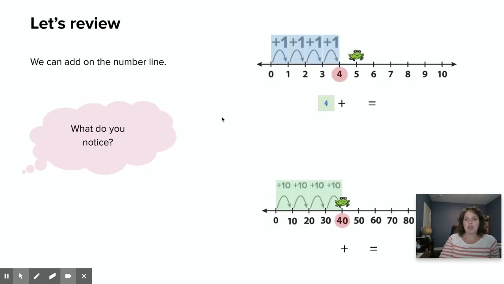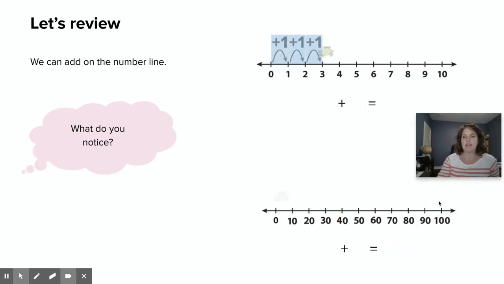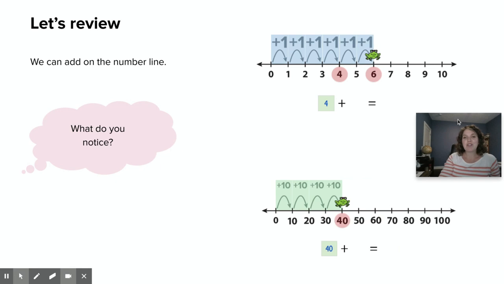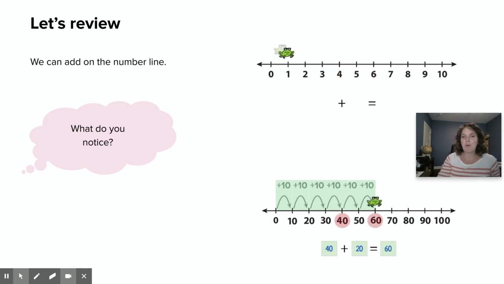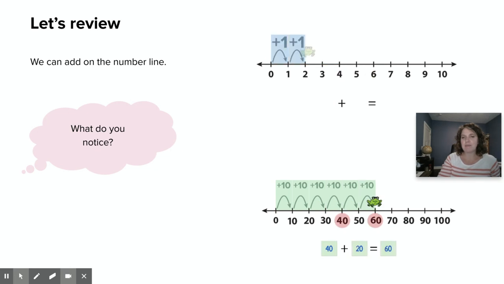So let's review here. We have our 2 number lines, and let me get my face out of the way. There we go. We have our 2 number lines. I want you to think about, what do you notice with our top number line and what do you notice with our bottom number line?